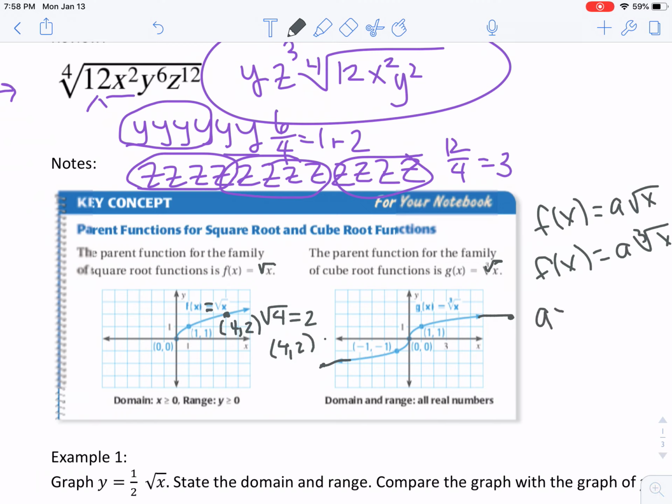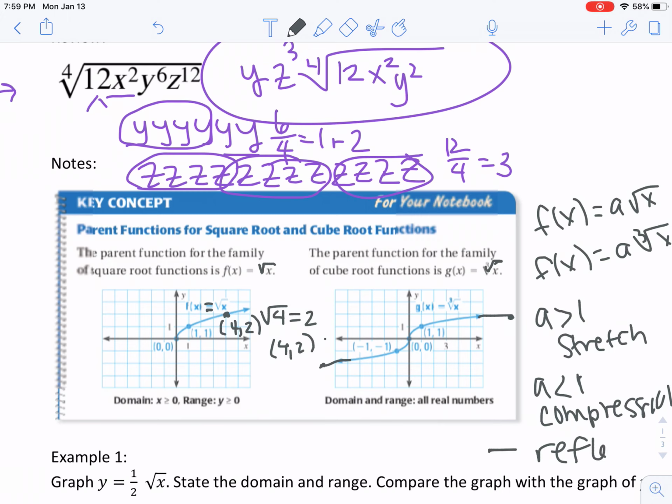So if a is bigger than 1, it's going to be a stretch by whatever that value is. And if a is less than 1, it's going to be a shrink. Slash, we don't call them shrinks anymore. That's awkward. We call them compressions. I'm sorry, so they're compressions. There's supposed to be an I-O in there, and it won't fit. Okay, if you have a negative, that's a reflection.